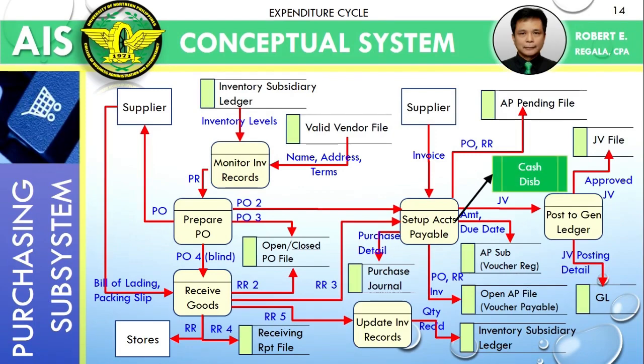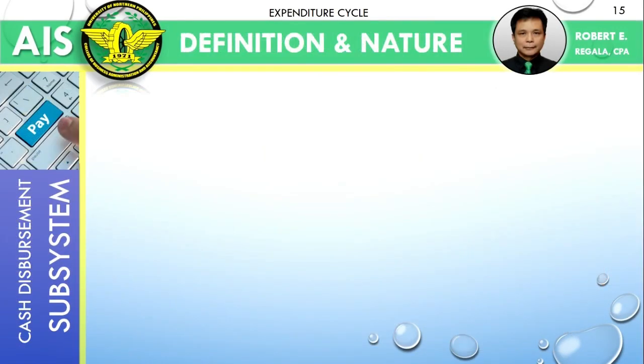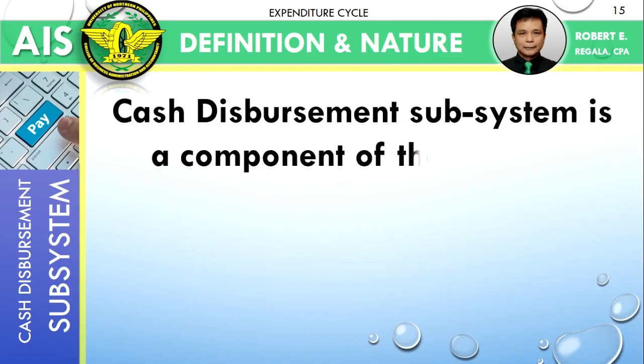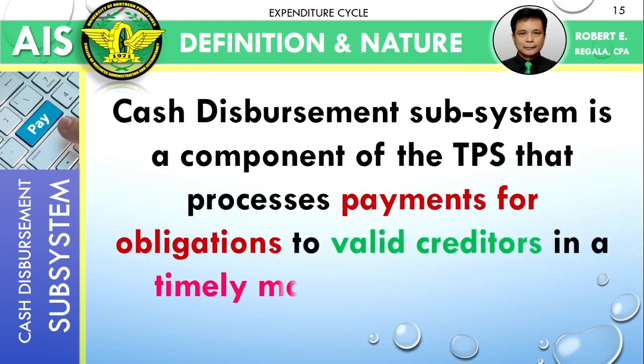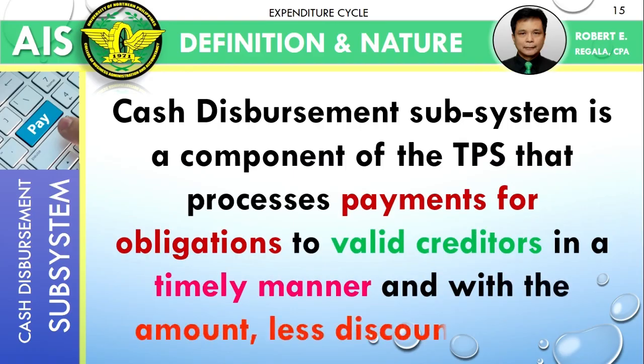The cash disbursement subsystem. The cash disbursement system is the downstream system that continues the rest of the process with the financial phase. It processes the payment of obligations created in the purchases subsystem. Cash Disbursements Subsystem Definition and Nature. The principal objective of this subsystem is to ensure that only valid creditors or vendors receive payment and that amounts paid are timely and correct.